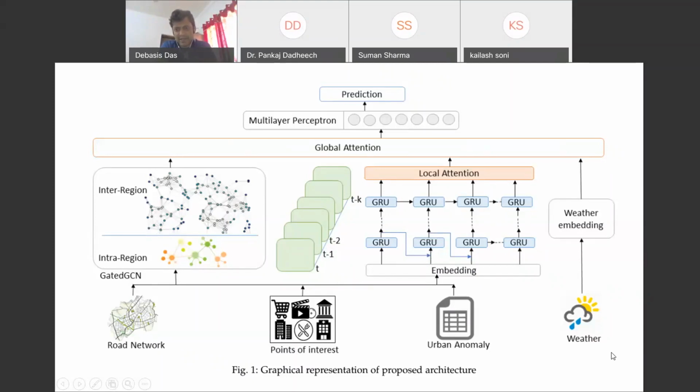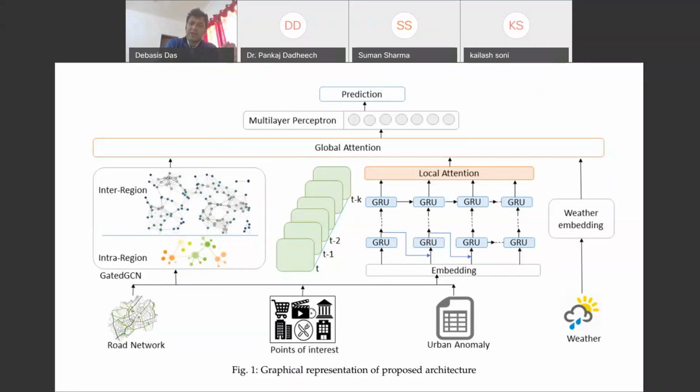Okay, and finally we do embedding with the weather condition and the global attention layer, because I just mentioned the attention layer. Finally, the multi-layer perceptron is also used, and finally we get our output, which means the prediction as well as the accuracy of the system. Prediction means what type of prediction? It is whether urban anomalies are there or not, and if there, then what is the prediction rate.